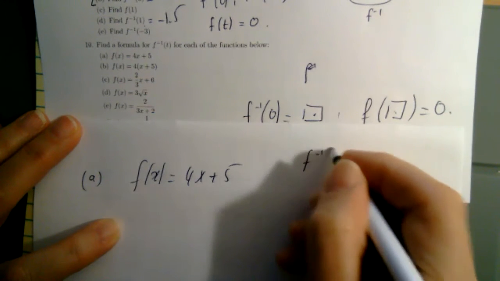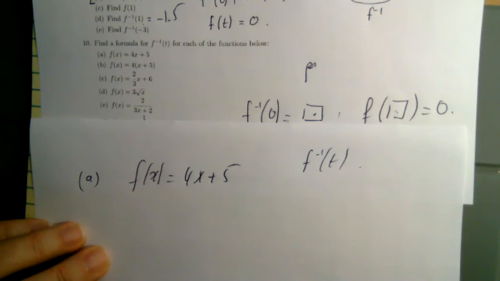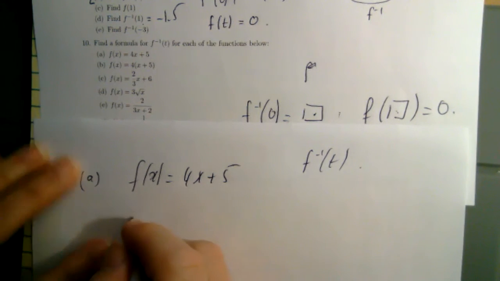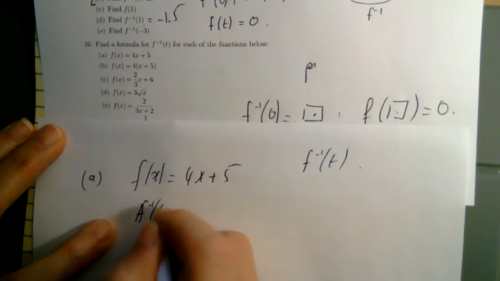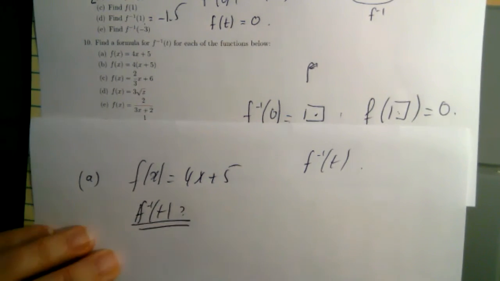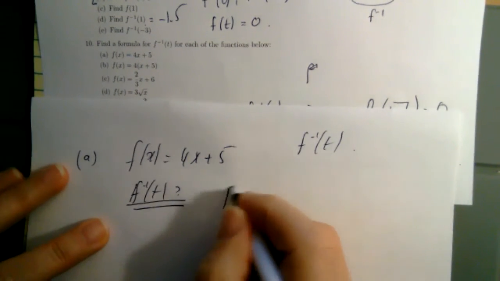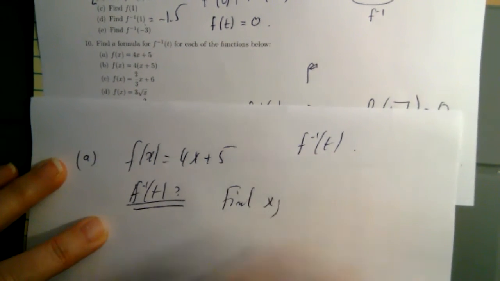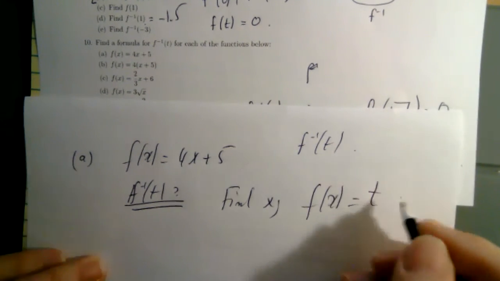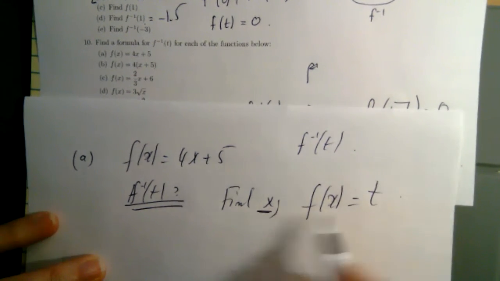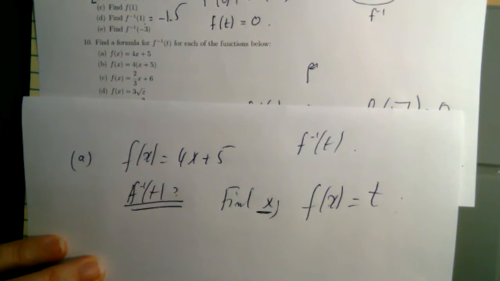Find a formula for f inverse of t. What does it mean to find a formula? We need to find f inverse of t. It means we want to find x, the input, such that f of x equals t. So let's set f of x equal to t.